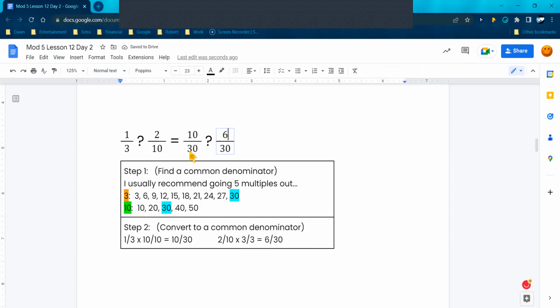And which one's bigger, 10/30 or 6/30? If you said 10/30, great job. That means 1/3 is bigger than 2/10.